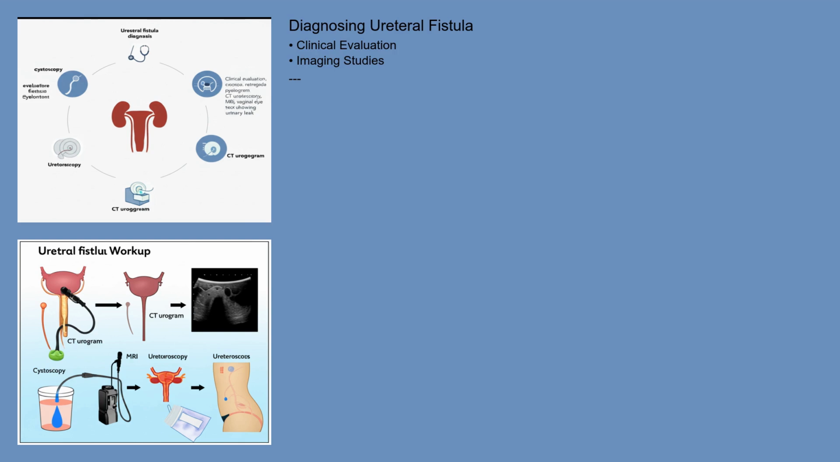A vaginal dye test, where dye is inserted into the bladder, can help confirm the presence of a ureterovaginal fistula if leakage of dye is observed in the vagina. Sometimes, MRI may be utilized for better visualization of soft tissues.